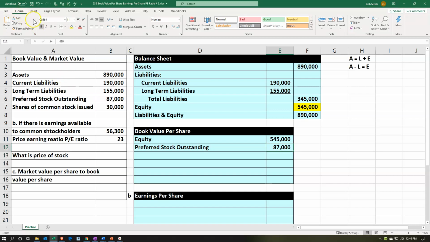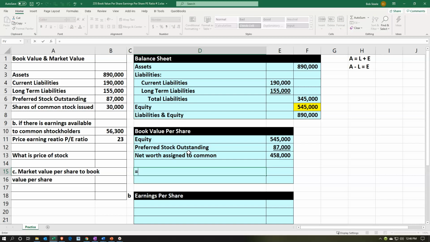We're going to go to the Home tab, Font group, Underline. And that's going to give us the net worth assigned to the common stockholders, which we will subtract out, equals up minus up once. That's going to give us the 458,000 we can apply to the common stockholders at this time.